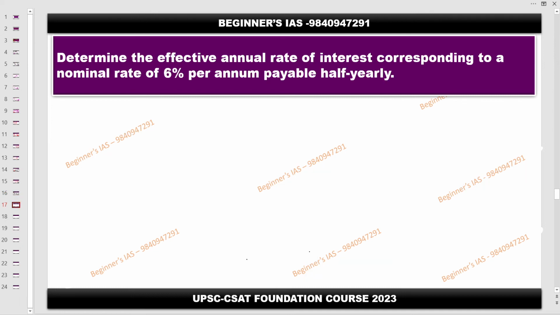Next question. Effective annual rate. This kind of question is purely for your banking exams and LIC exams. Anybody want to learn this one? Effective annual rate of interest corresponding to the nominal rate. Anybody wants to learn? Yes, sir. Fine. So here the question is dealing with finding the effective rate of interest.